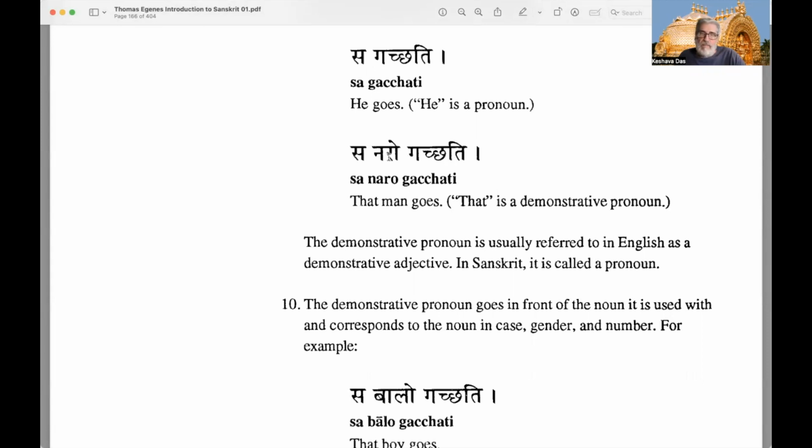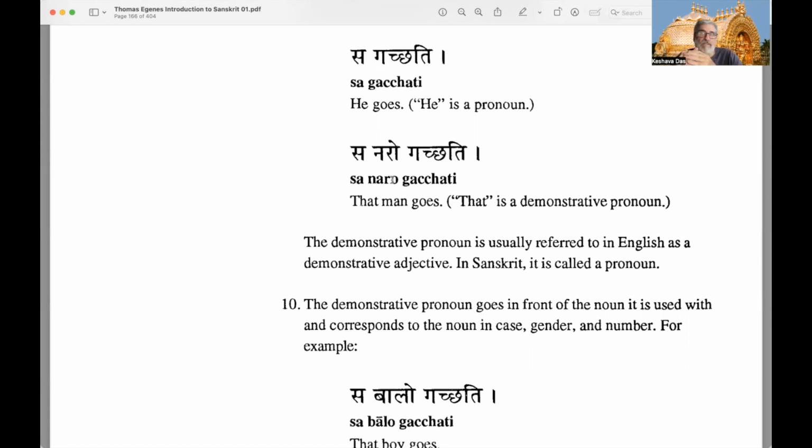But sa is here, and before the dental N, which starts the word for man, the visarga drops out. It's saha. It's actually the word for he. It's the masculine nominative singular of the third person personal pronoun he, right? And it means that man goes, right? That man goes.